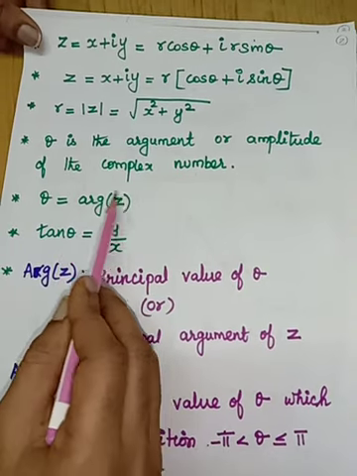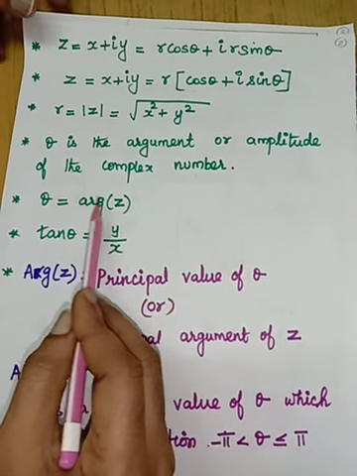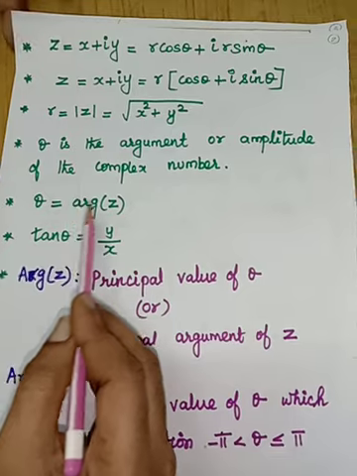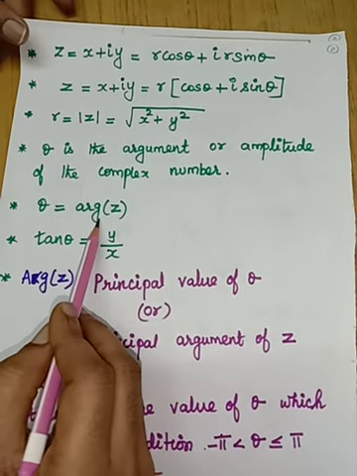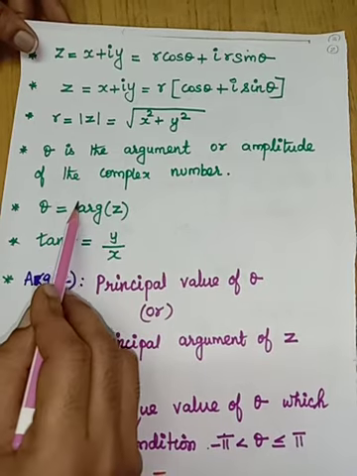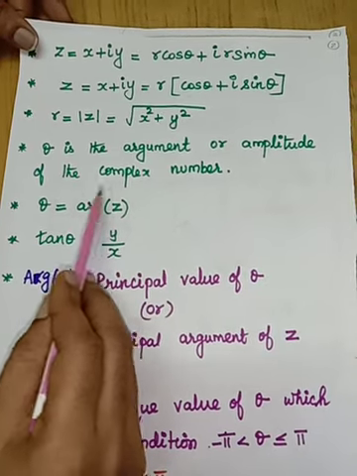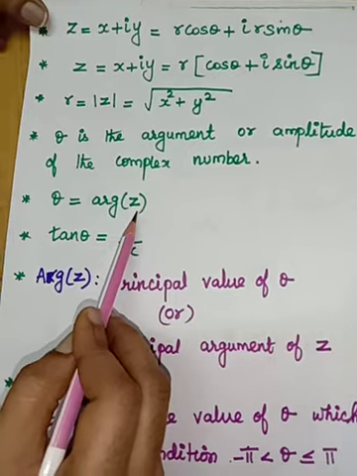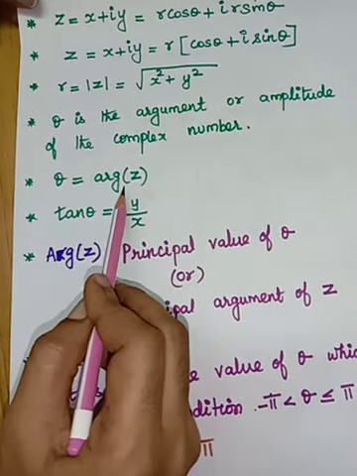This argument of z has infinitely many values. How are the values obtained? By adding multiples of 2 pi to theta. So it has an infinite number of values. How are those values obtained?